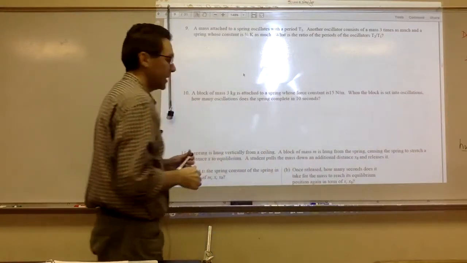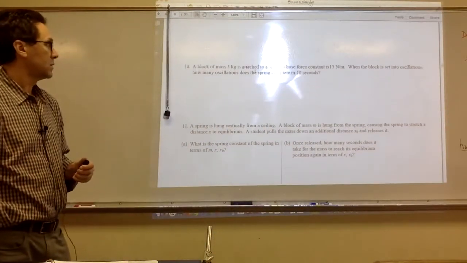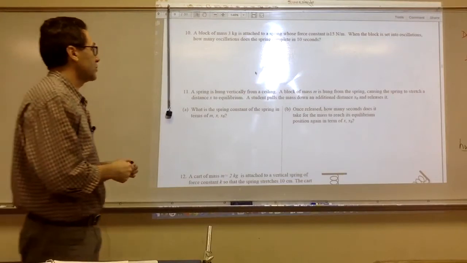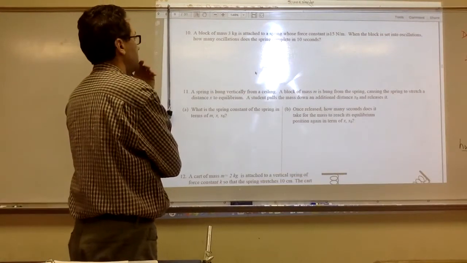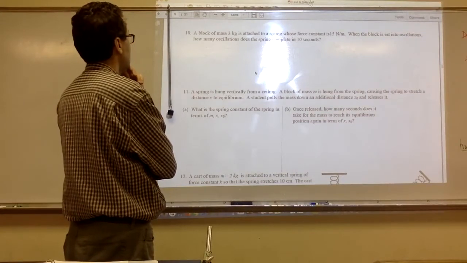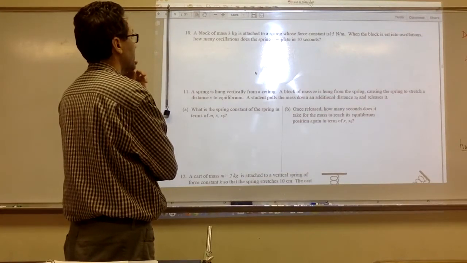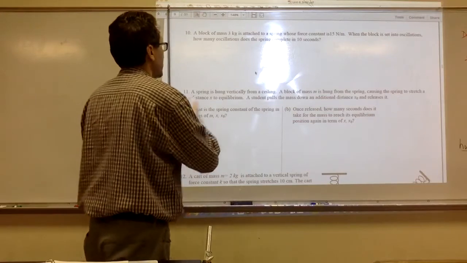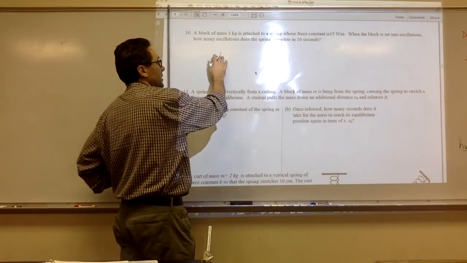A block of mass 3 kilograms is attached to a spring whose force constant is 15 newtons per meter. When the block is set into oscillations, how many oscillations does the spring complete in 10 seconds? So I think we have to find the frequency and just multiply by 10.